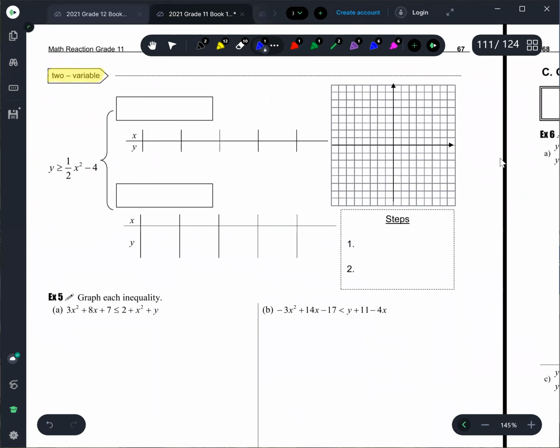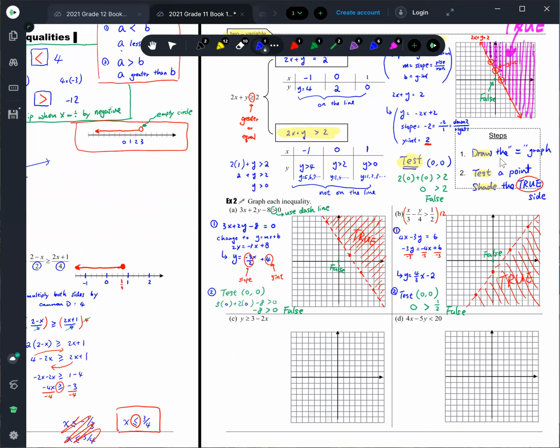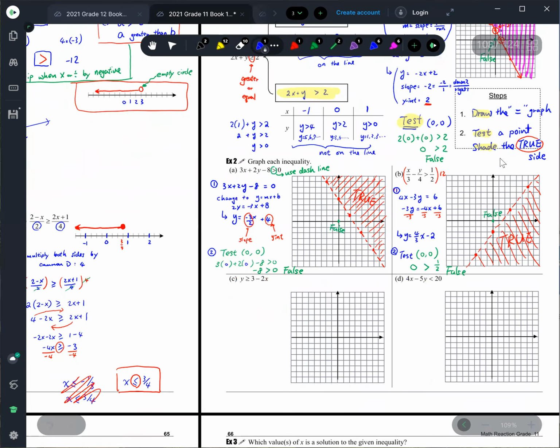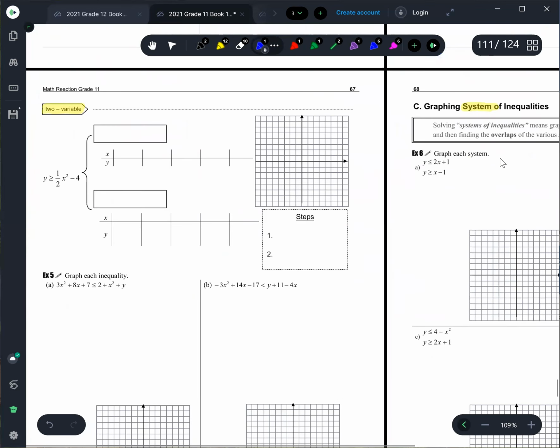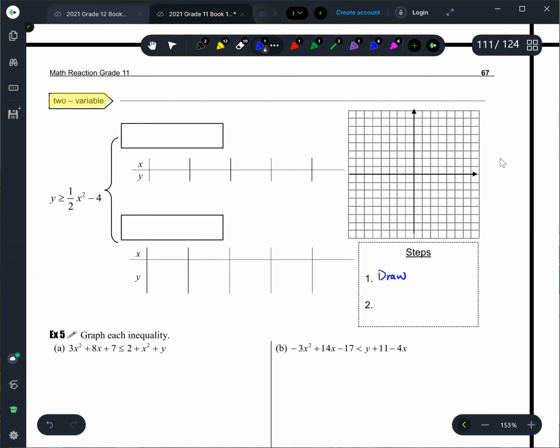So okay, we'll write down the steps first. First we will draw. What do we write there? Draw the equal graph, right? Let's copy that again here. Draw. We are on page 67. Draw the equal graph. We'll do that first, right?